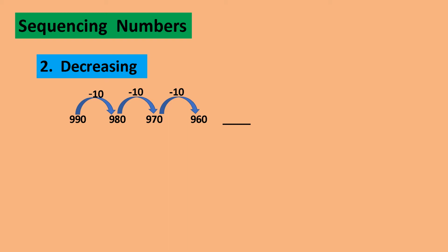So, what would be the next number? If the pattern is decreasing by 10, you just minus or subtract 10 from 960. It becomes what? Minus 10 is 950. Very good. So remember, sequencing numbers can also be decreasing. In this example, the pattern is decreasing by 10. Long zip. Okay, very good.